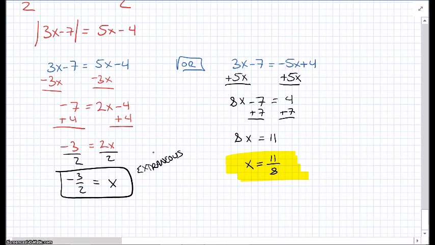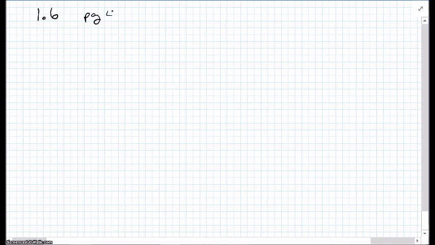So no solution. Now we're going to go to 1.6 review, page 42, and we're going to do numbers 9, 13, 16, and 19. After you do all this, you should be really ready for the test. So review these sections, do these problems, and you should be okay, plus the review sheet we gave you.